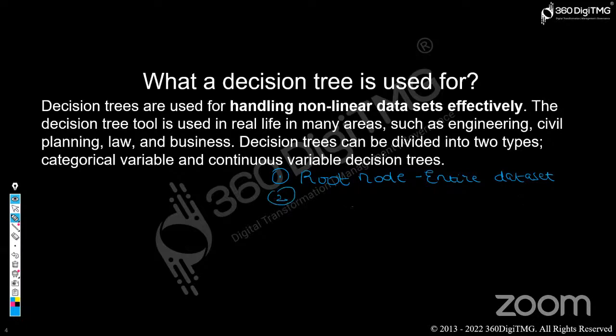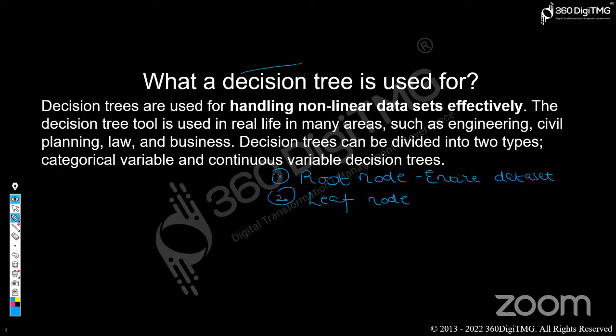Second, you have leaf nodes. Leaf nodes are the final output, or you can say these are your final output nodes. And the tree cannot be segregated further after getting a leaf node. Once you reach your leaf node, there can't be more.